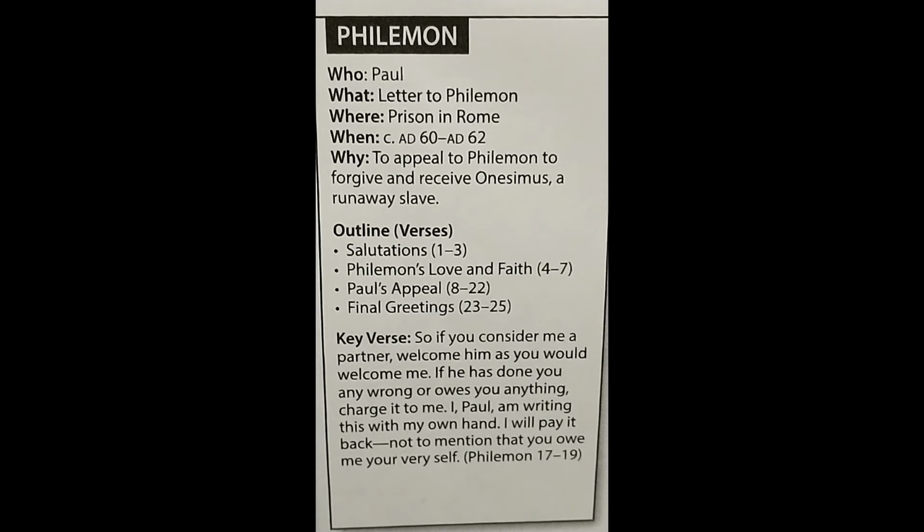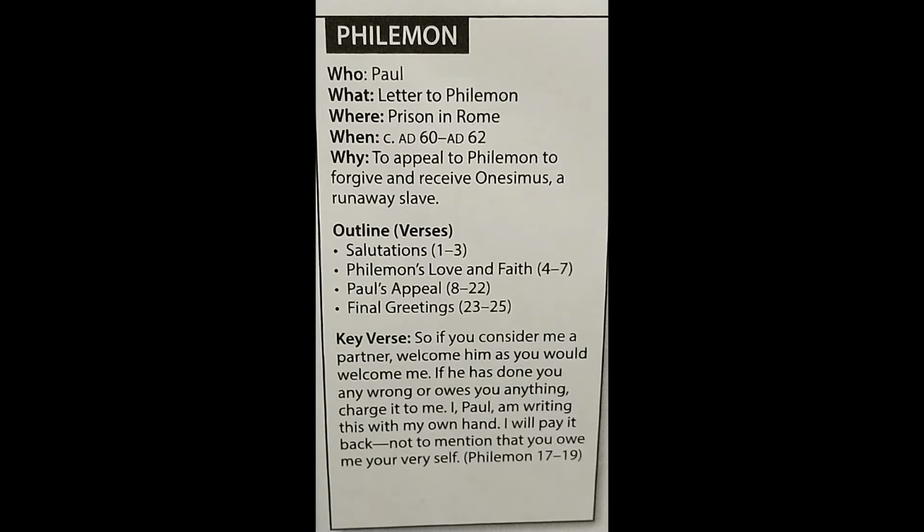So the first 3 verses are salutations. He's greeting Philemon. He's also commending Philemon for his love, because Philemon is a believer as well. He's commending him for his love and his faith in verses 4 to 7. And then in verses 8 to 22, he's presenting his appeal to Philemon to accept Onesimus back into his household. And then in verses 23 to 25, we see the final greetings that Paul is giving him.